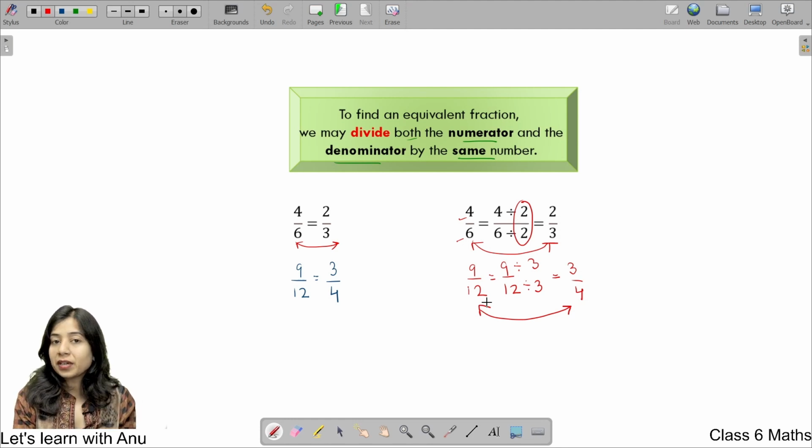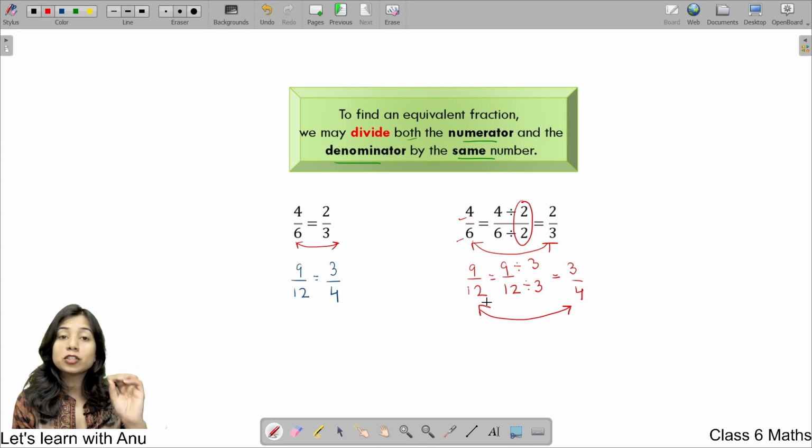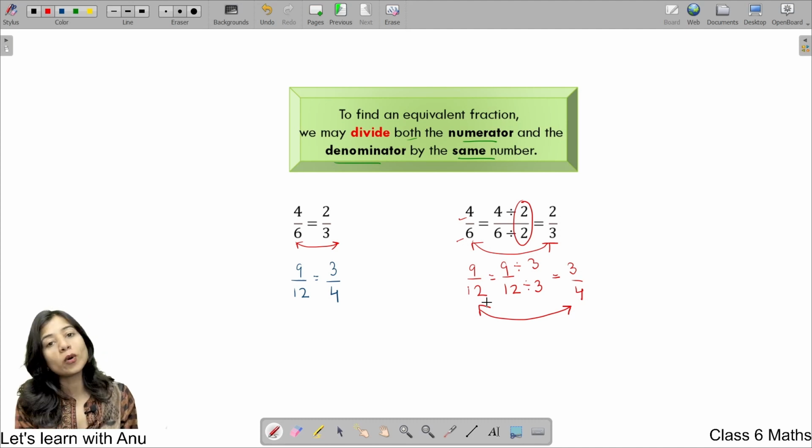So let me summarize. There are two ways of obtaining equivalent fractions. One is using multiplication, the other is using division. But the condition remains the same, that both numerator and denominator have to be multiplied or divided by the same number.